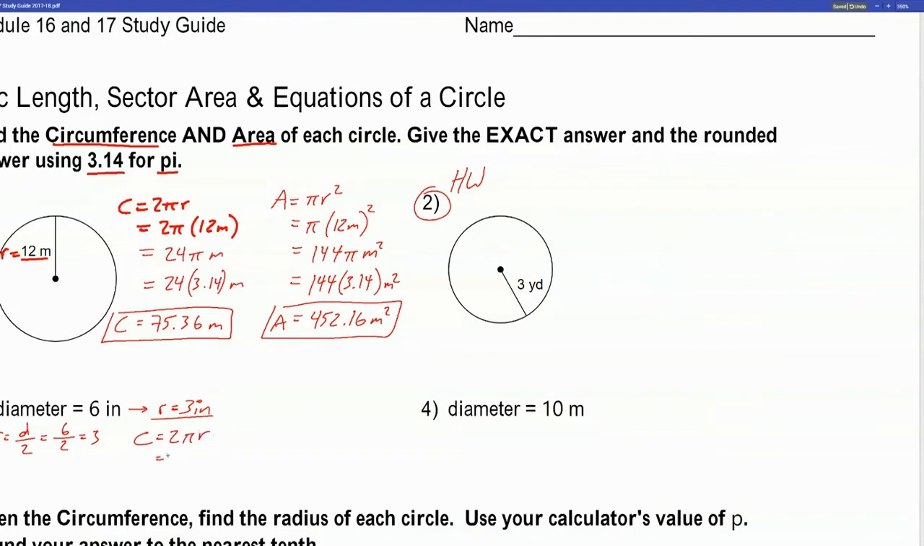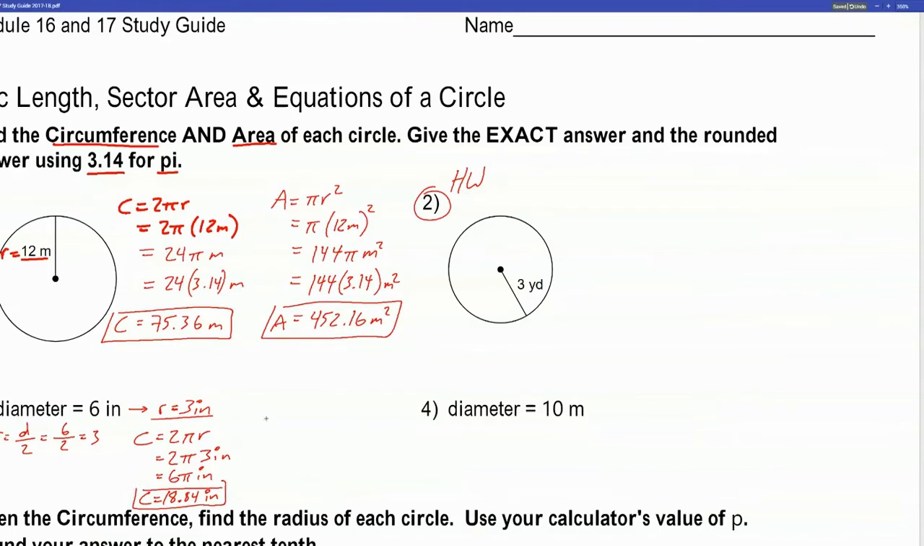R happens to be 3 inches. So you're going to get 6 pi inches. And again, they said use 3.14, so 6 times 3.14. And you should get 18.84 inches for your circumference.